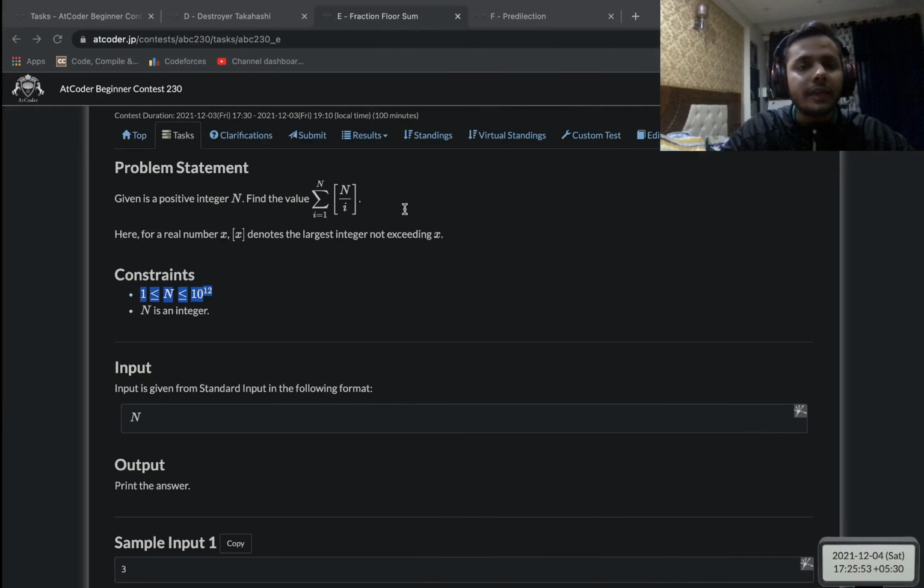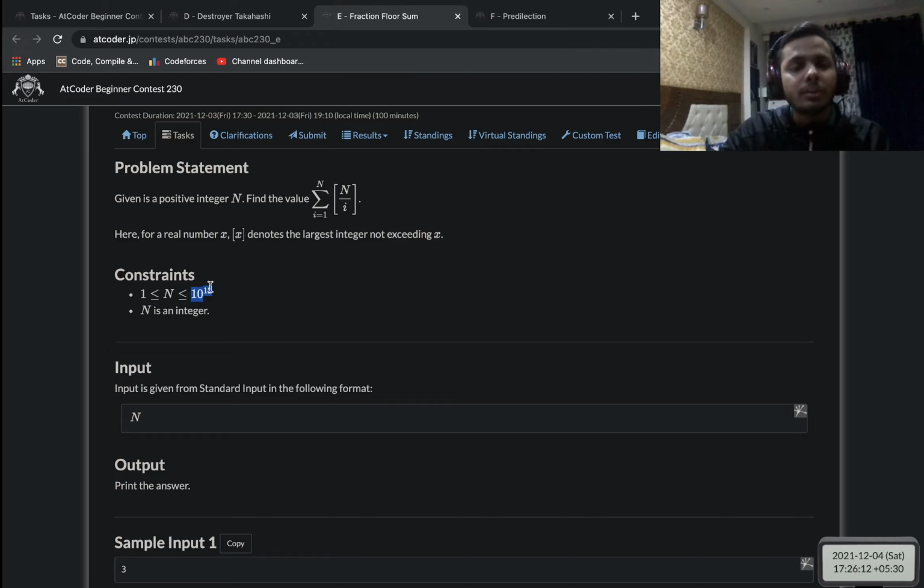Given n is equal to 10 to the 12, we wonder what can be the time complexity of the solution. One might think that we would need an O of log n solution, but then again, if we were required to give an O of log n solution, there was no reason for the problem setters to give n up to 10 to the 12. They could have easily given n up to 10 to the 18, as it is done in most of the problems.